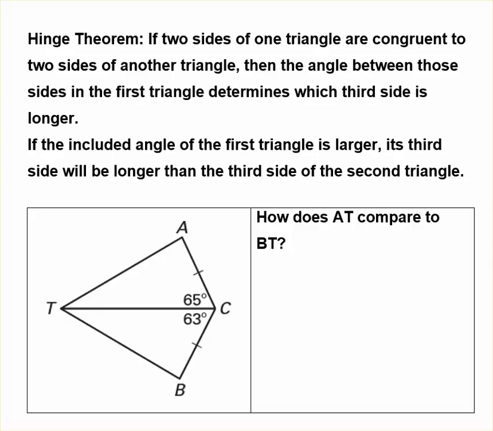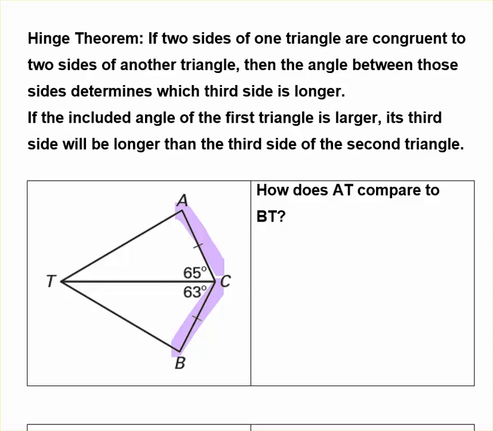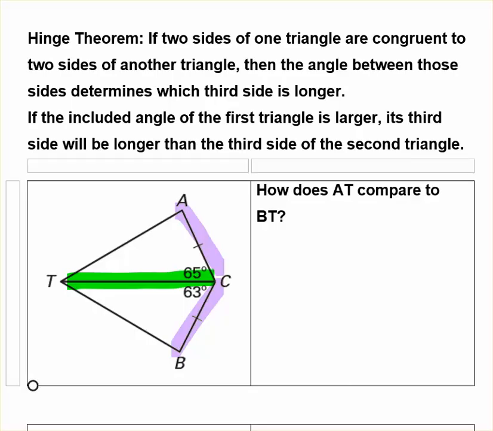So notice in this triangle, I have two sides that are marked equal. AC is marked equal to CB. And then I also have that shared side, so TC is equal in both triangles. Now this is called a hinge because imagine that the angle where those two sides meet is adjusting. It's going to determine the length of AT and BT. Well, I notice that the top triangle has the bigger angle. Since that angle is bigger, it's also going to have the bigger side. So in this case, AT is going to be bigger than BT.